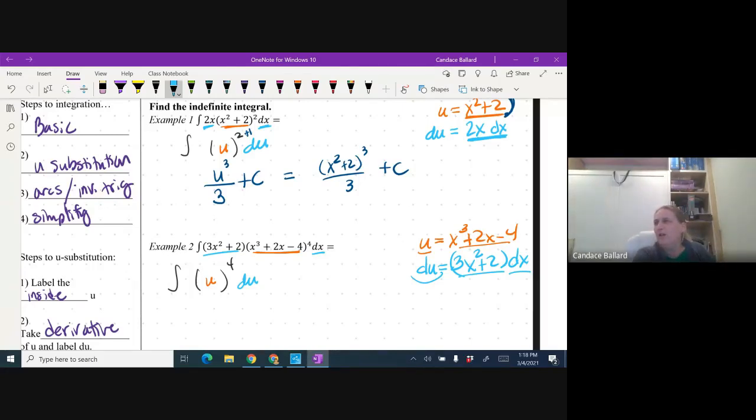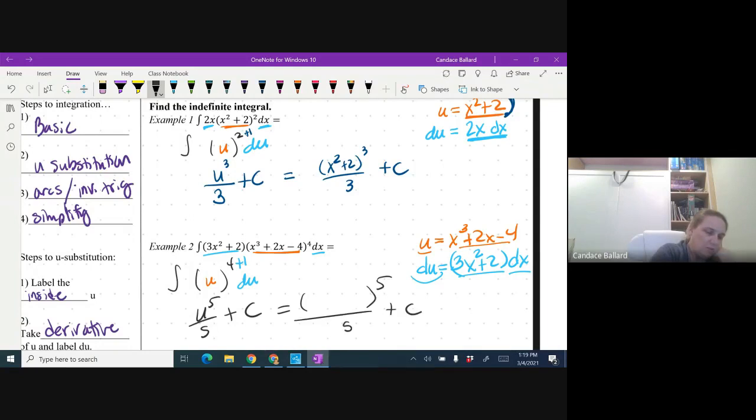All right. So I'm going to integrate now. What do we have to do to the exponent to integrate? Can you guys tell me? What do I have to do to the 4 to integrate? All right, nice work. We are going to plus 1. Good. So we end up with u to the 5th over 5 plus c. And then we're going to substitute back in. It's going to be to the 5th power over 5 plus c. And we're going to put that u in, x cubed plus 2x minus 4.